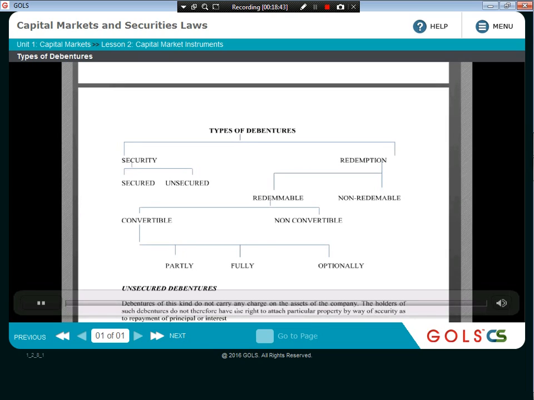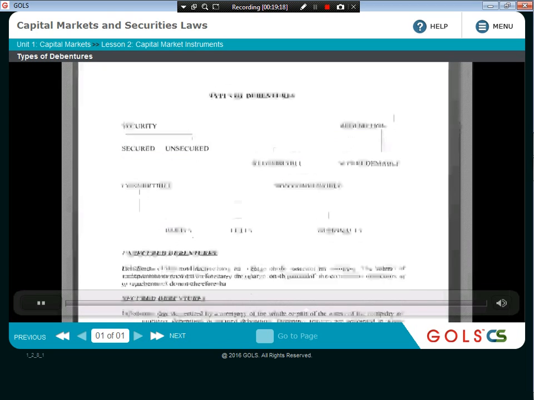The second classification is redemption. Debentures can be either redeemable or non-redeemable. In case of non-redeemable, as I mentioned, it is something called a perpetual bond, or non-redeemable debentures can also be convertible debentures, in which case they are not redeemed, they are converted into equity shares. So nothing is redeemed. The company actually doesn't give out any cash. After a while, it converts the debt into equity. Redeemable means either convertible or non-convertible. Again, in convertible, you have partly convertible, fully convertible, and optionally convertible. This is again a question that can be asked.